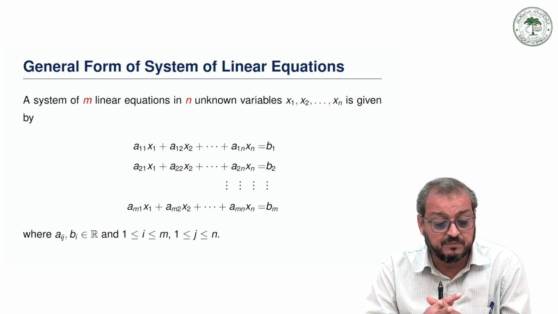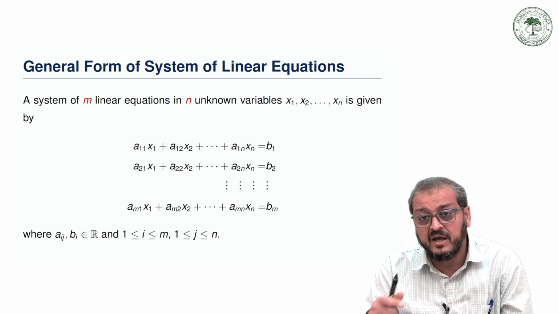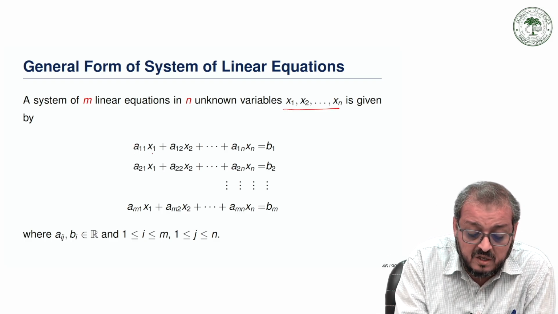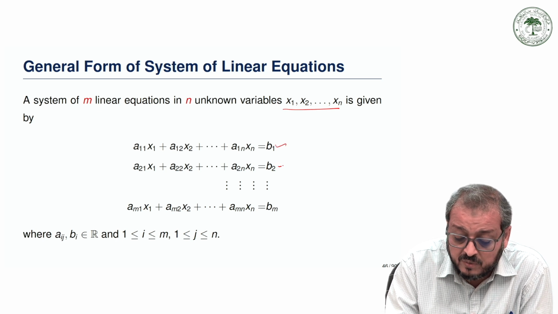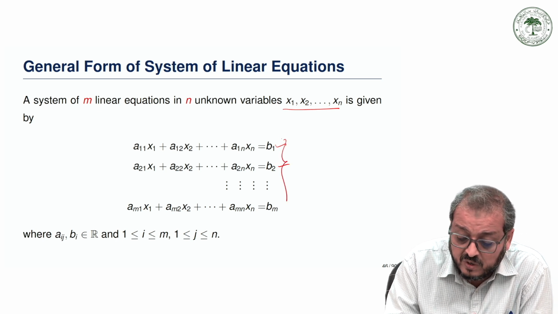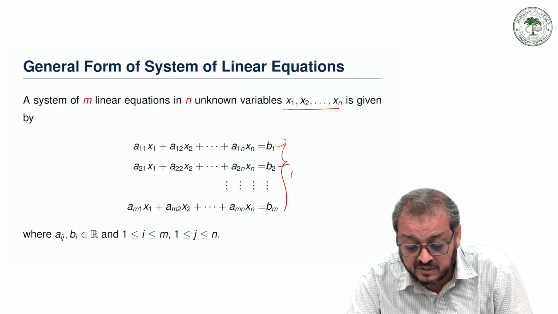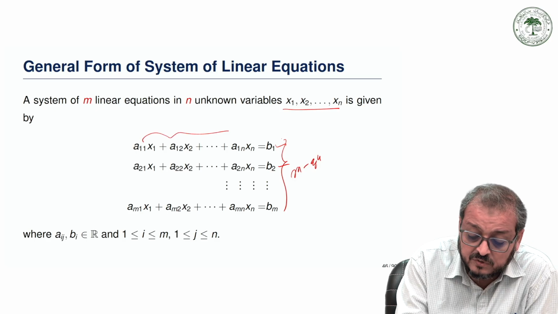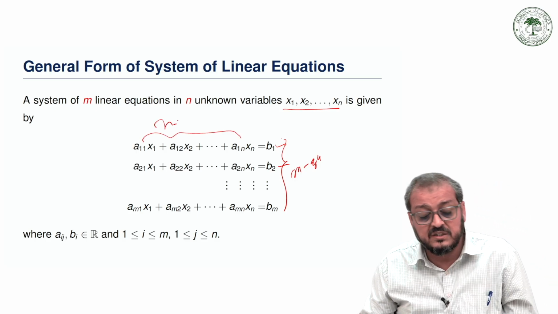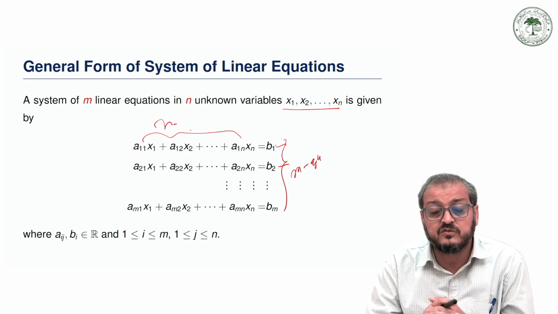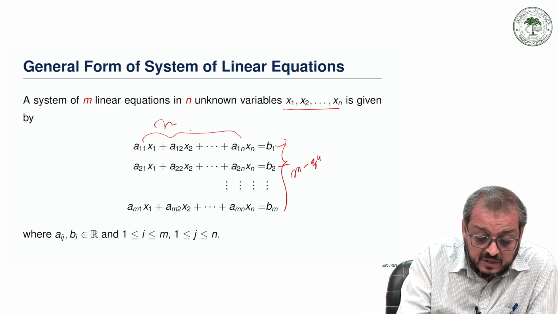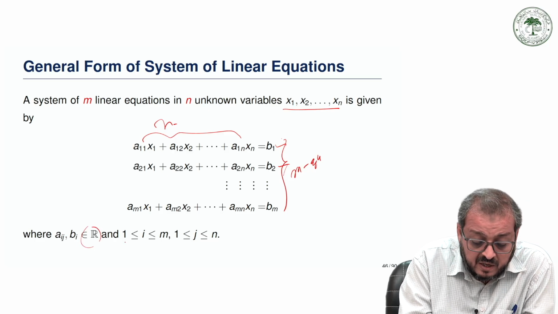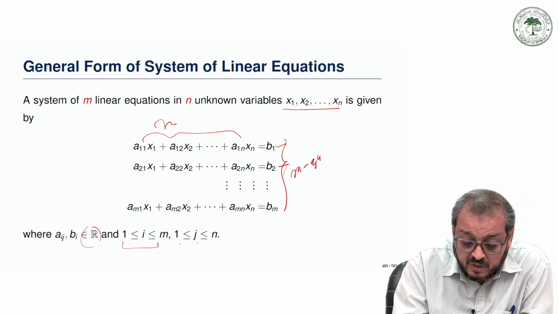Okay, so now the general form of a system of linear equations. We have m linear equations and n unknown variables x1, x2, up to xn. So we write it in the form a11 x1 plus a12 x2 and so on, equal to b1, b2, and so on. The system has a total of m equations and n unknowns, so we have to find the values for x1, x2, up to xn. Here all aij and bi belong to R, with i ranging from 1 to m and j ranging from 1 to n.